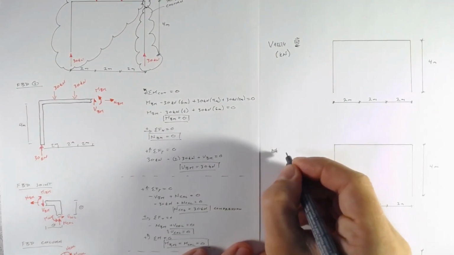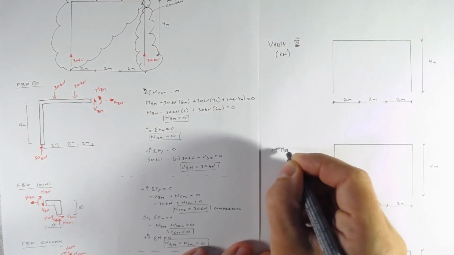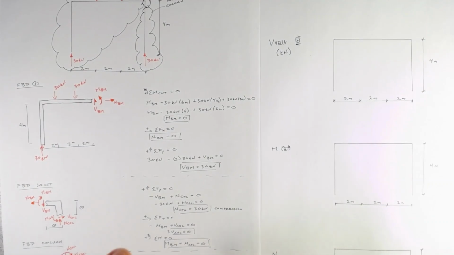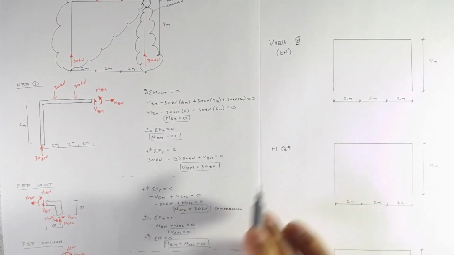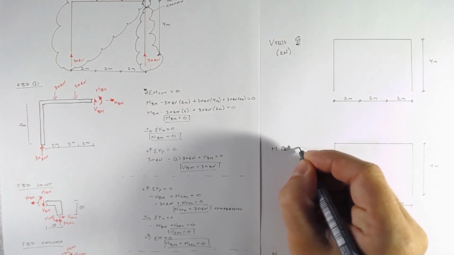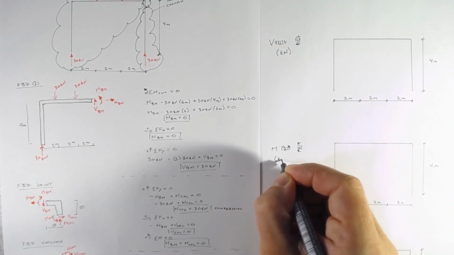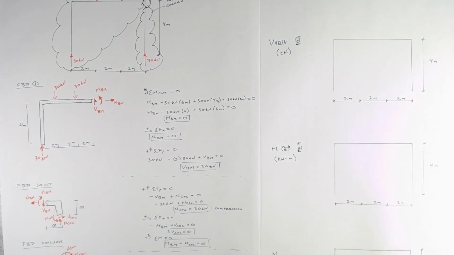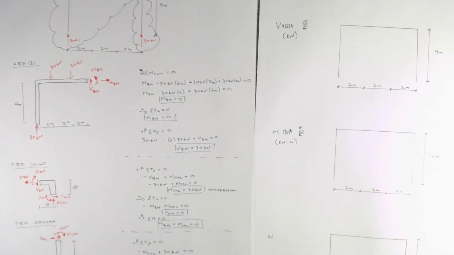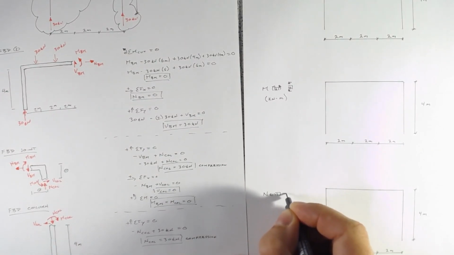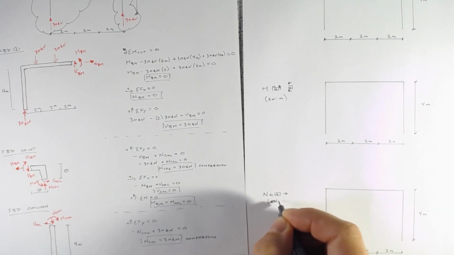Then for our moment, remember, we will plot the moment on the tension side of the element. Whichever element is in tension, that's where the tail is for the moment in that element. We will call positive, when it's a beam, the case where the compression is on top, and that's going to be in kilonewton meters. And then finally our axial force diagram down here. Positive we are going to call tension, and again that's going to be in kilonewtons.